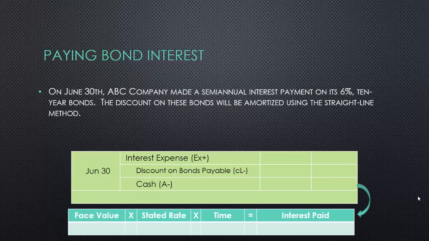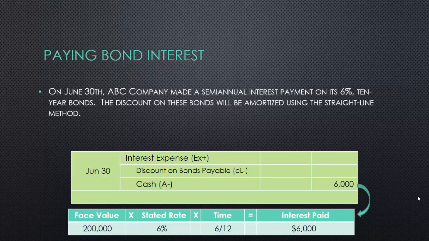We can figure that out by taking the following formula, which is face value times stated rate times time equals interest. Our bonds, as we know from the last slide, have a face value of $200,000. The stated rate on them is 6%. And the time, it's a semi-annual interest payment. That means twice a year, so 6 out of 12. 200,000 times 6% times 6 out of 12 means we're actually paying $6,000 in interest, and that's the amount we are going to credit to our cash account.